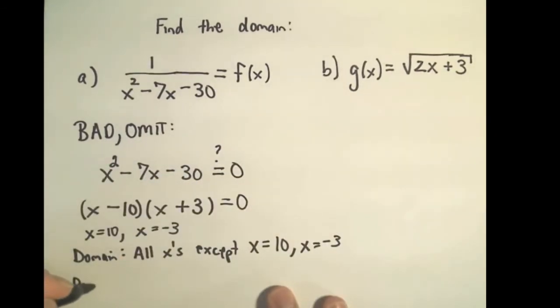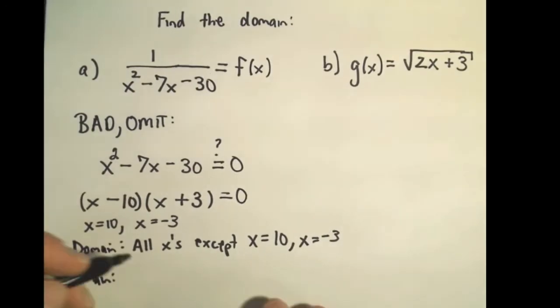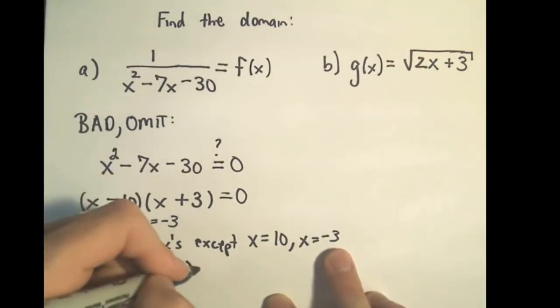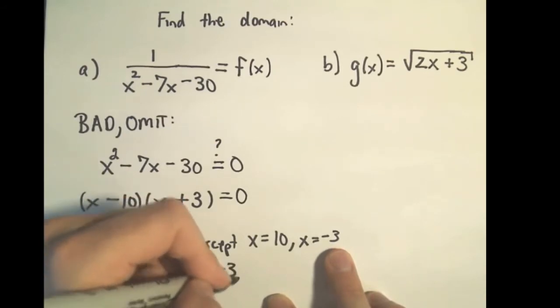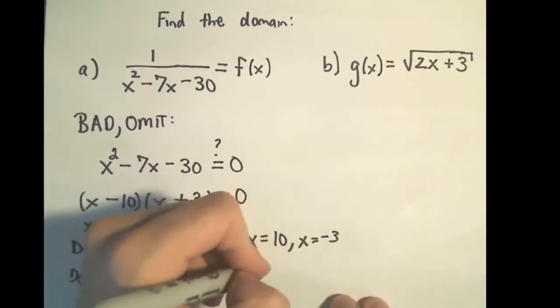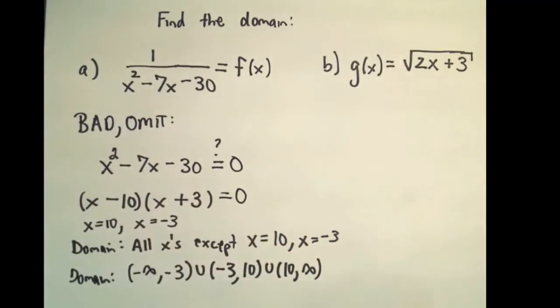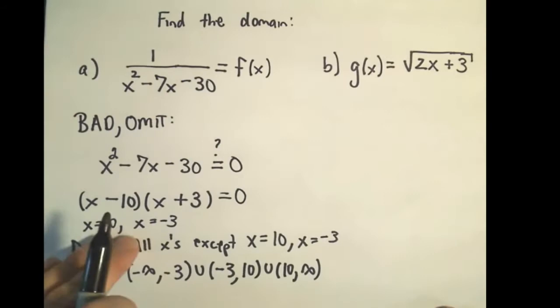We could write that in interval notation by simply saying it's from negative infinity up to negative 3. Then we have to skip over negative 3 and go up to 10. And then we have to skip over 10 and go all the way to positive infinity. So sort of two different equivalent ways.